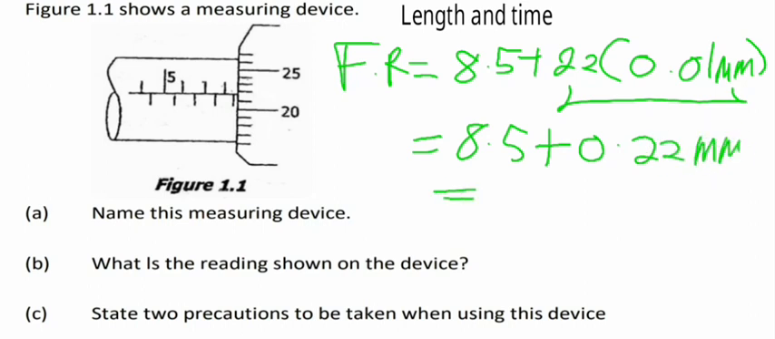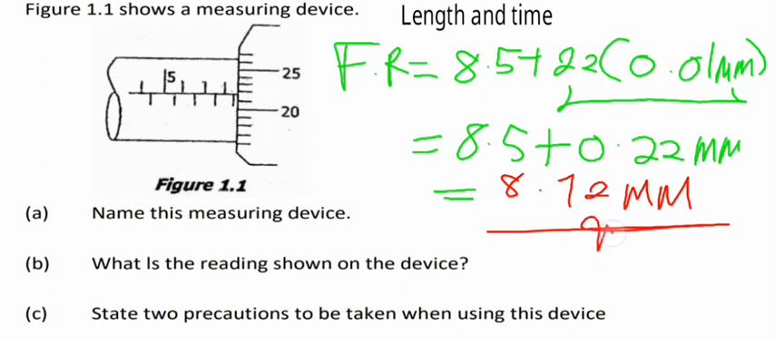So when I add here, or when I do the computation, the final answer is just going to be 8.72 millimeters. On this part, you need also to include the units. Units are very, very important. Right, so this is how you answer the final reading, or the readings on the micrometer screw gauge. Just get the reading which is closest to the rotating scale.